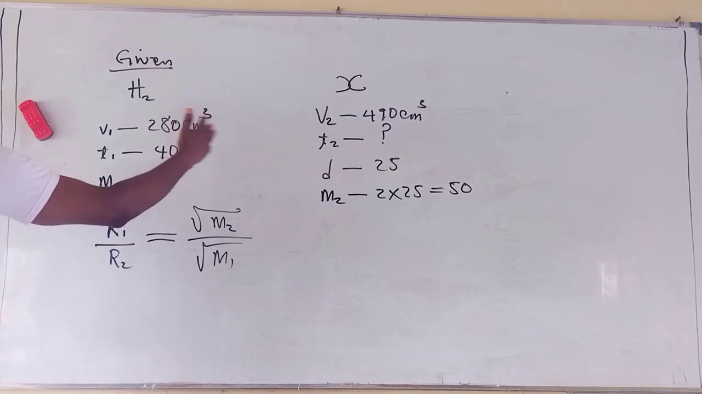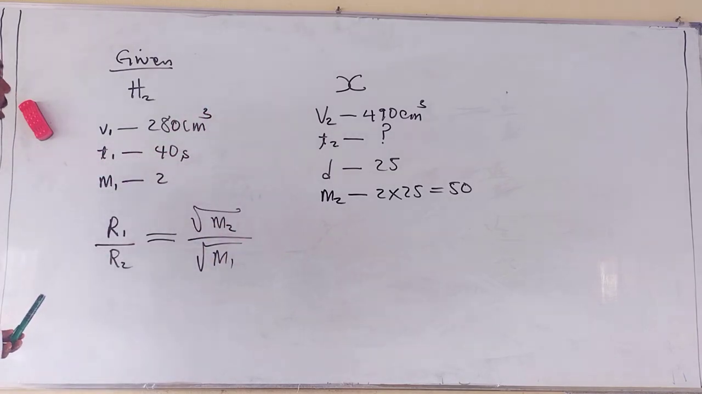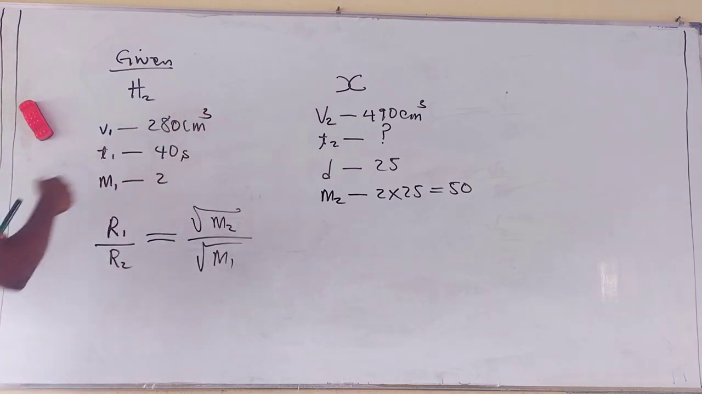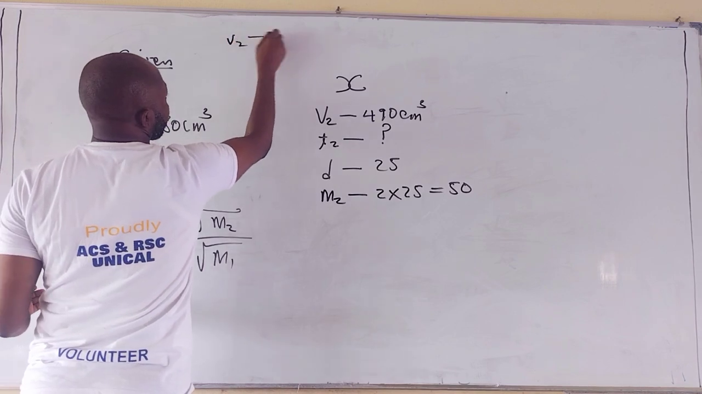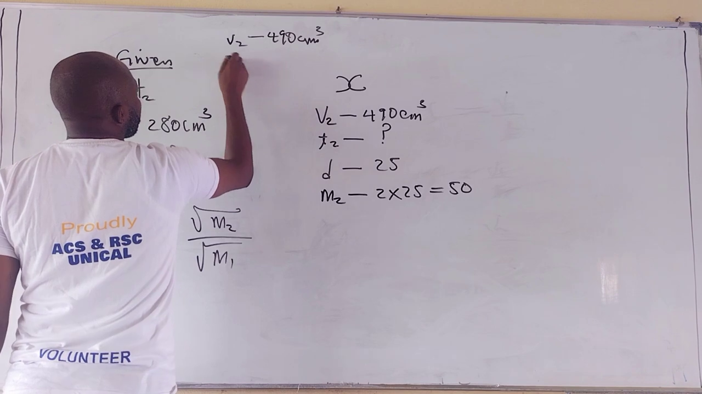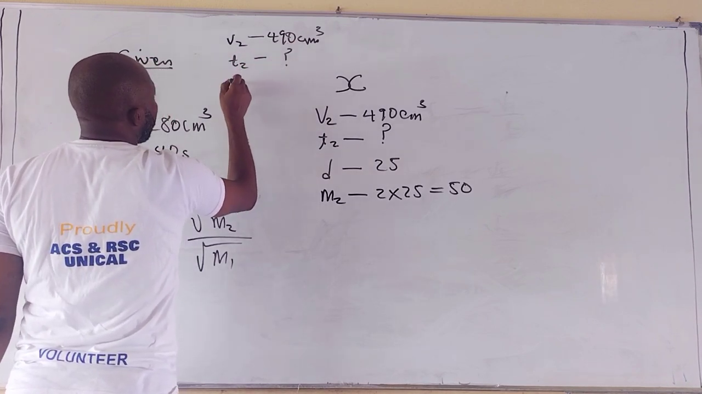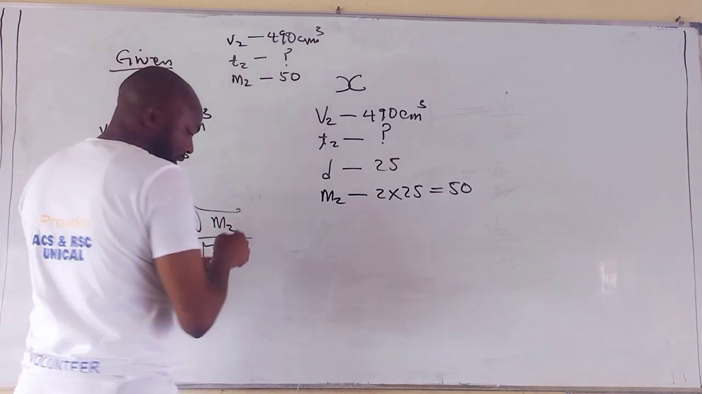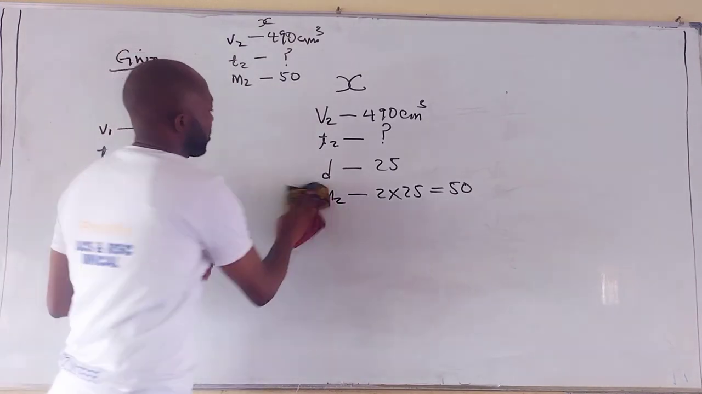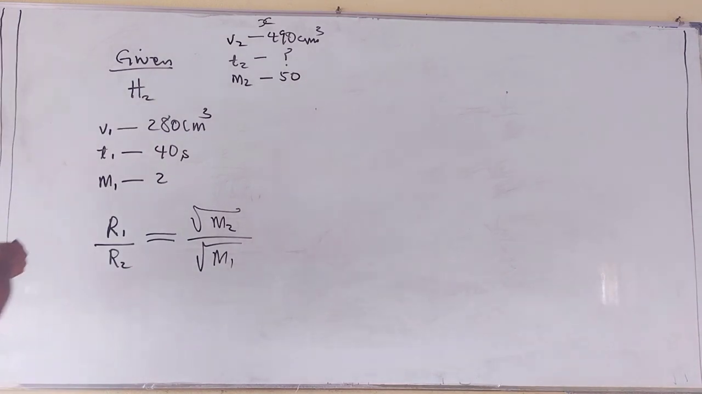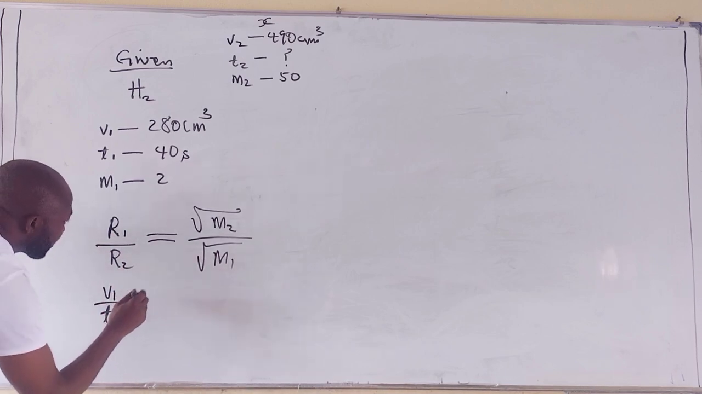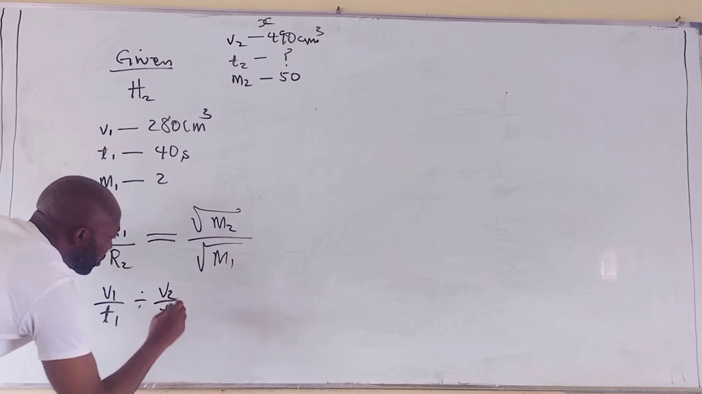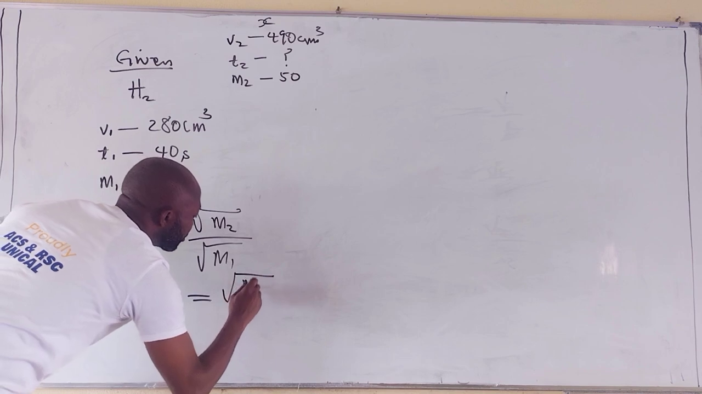I'm trying to see if I can shift these things a little bit so that I can make good use of that side. Okay. If this is the case, let me put those variables here. V2 is 490 cm cube. T2 is what I'm looking for. M2 is 50. I think that is fine. That is for X. Okay, from here, because volume is given and time is also given, so I have to use this. R1 is the same thing as V1 over T1, divided by R2, which is V2 over T2, which is equals to M2 over M1.